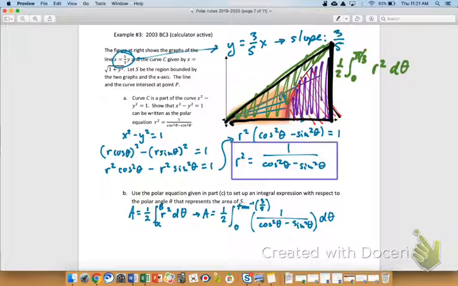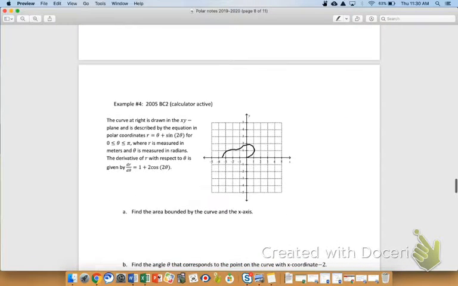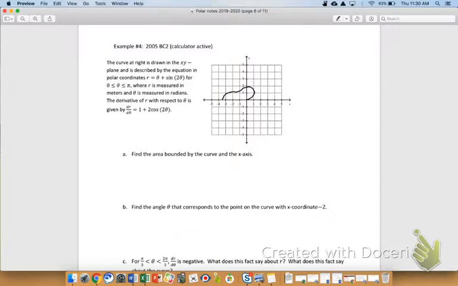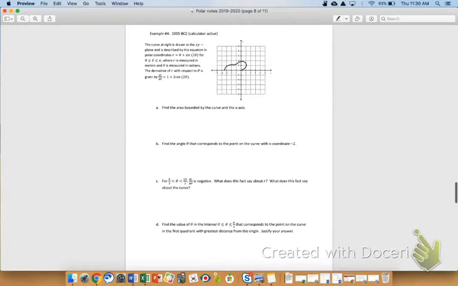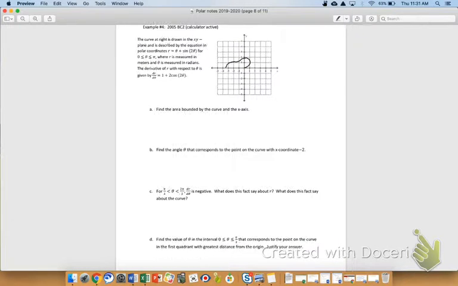Okay. Alrighty. Great questions. These are very, very good. Okay, so this next one is definitely calculator active. This is from 2005, and I think this is the full AP question. I'm glad that you have the page in front of you.